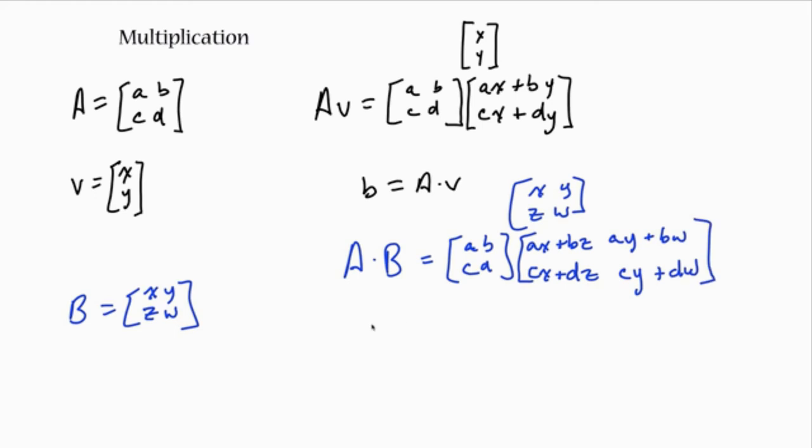Because these are the same size, I could also multiply this V times A, which is going to be a slightly different thing. Do this quickly for yourself, and you can prove to yourself that B times A is not necessarily the same result as A times B. In terms of actual laws and rules of matrix and vector multiplication, the number one is that A times B is not necessarily the same as B times A.